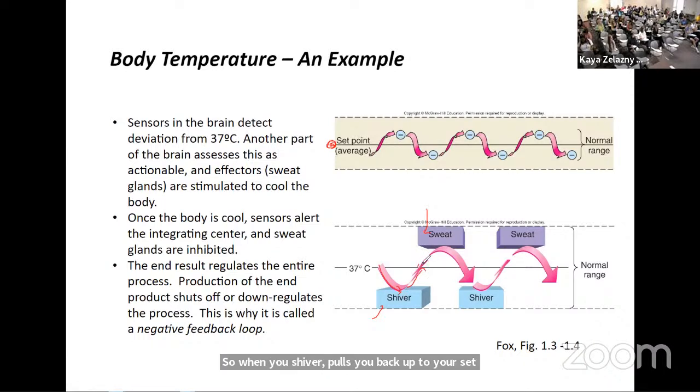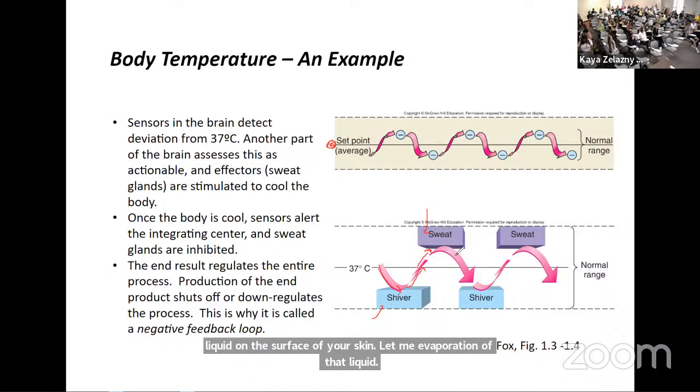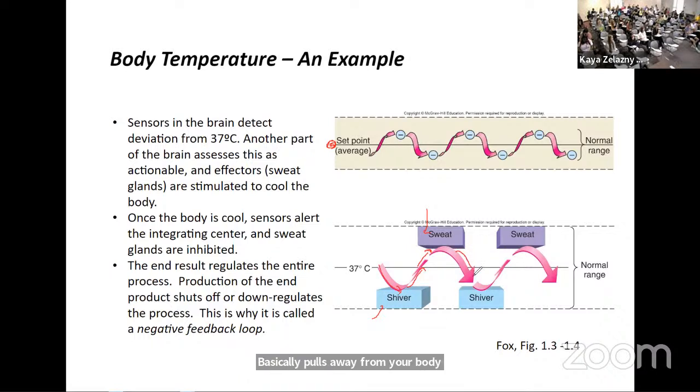And if you overshot your set point, you might start to sweat. Or say you're shivering and that's pulling your heat back up, and you also go into a warmer room. So maybe you're sweating now. The sweating is a different effector, right? For the shivering, we think about muscles. For the sweating, we think about glands, especially our sweat glands. They start to produce liquid on the surface of your skin, and then the evaporation of that liquid pulls heat away from your body, pulling you back down. So we have negative feedback loops in both directions.